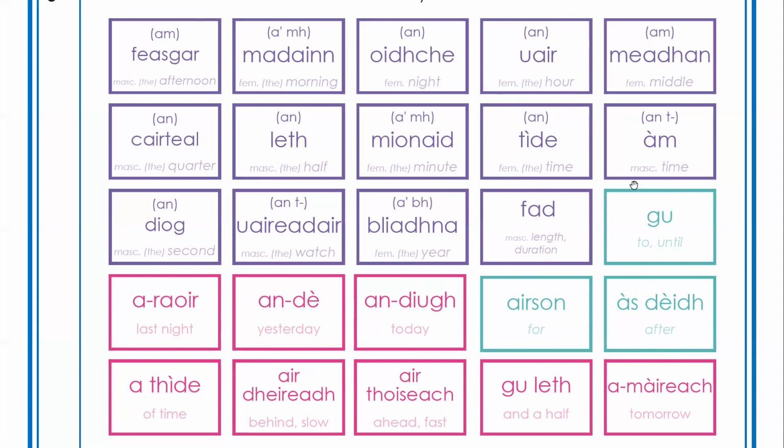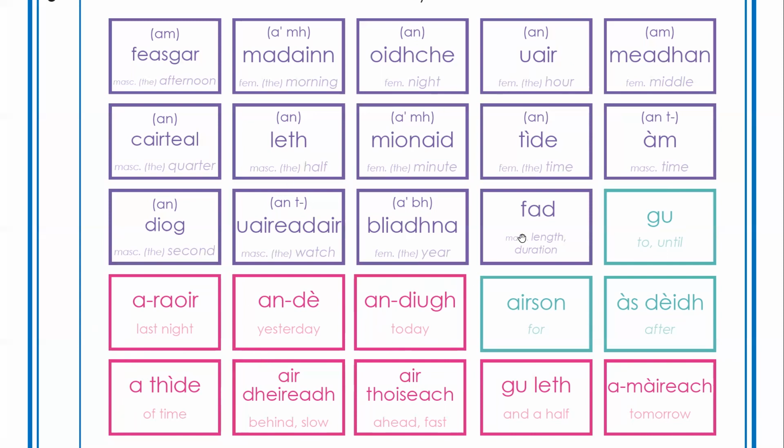So all the purple boxes here are nouns. We then have some adverbs of time in these pink boxes. Again, we've seen arayed, last night. We've seen anjay, yesterday. We've seen anju, today. We've also seen, I think, amarach, tomorrow. So that's last night, yesterday, today, tomorrow. Arayed, anjay, anju, amarach.